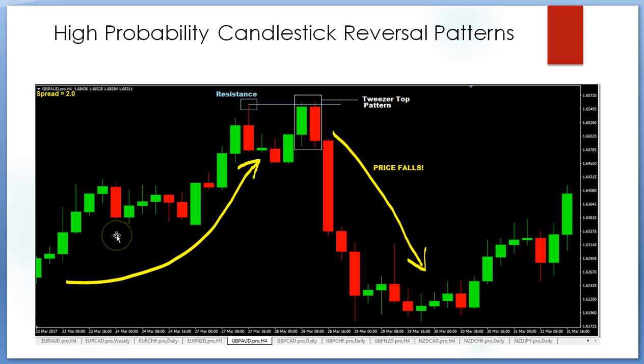The tweezer top pattern is a reverse of our tweezer bottom pattern, where we have, at a significant level of resistance, 2 candles that have a similar shape. They either have the same wick, they have the same high, and they're bouncing up against resistance. We want to sell on a break below the pattern, and you see that price falls after that.